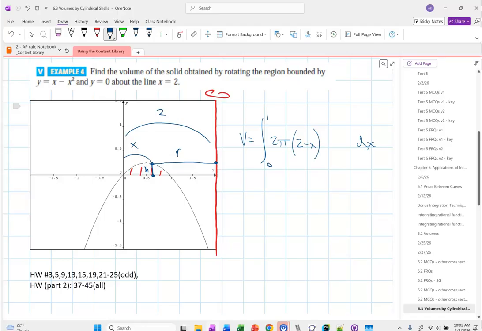And the height is just going to be the y coordinate at that point, correct? Which is just the function. And now you have a little bit of foiling, but the antiderivative is easy. The integration should be relatively easy.